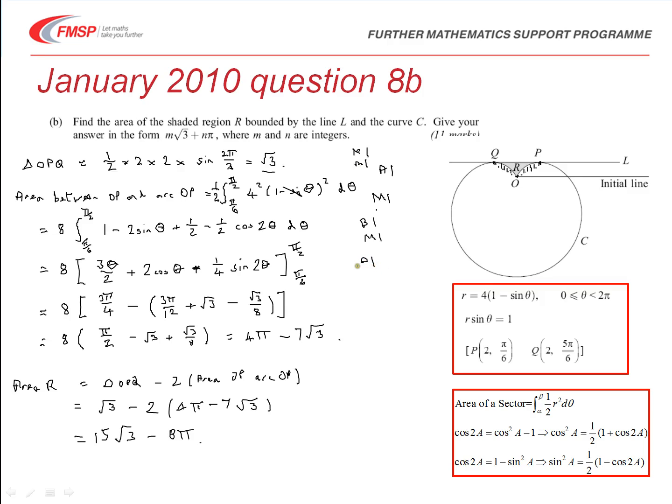But then substituting in will give you 1 mark, and then for obtaining the correct answer, whether it's 4 pi minus 7 root 3 or the 8 lots of, either expression will do fine there. Then for showing how you're going to then obtain the shaded area that you require, you'll get 1 mark, and then for the final answer you'll get an accuracy mark.